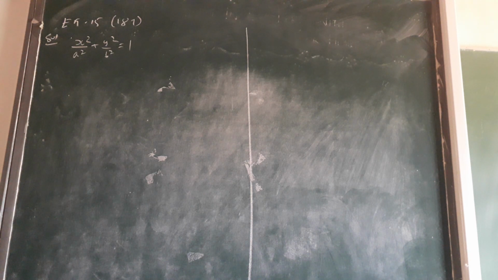Now in this question they asked to find the length of the latus rectum of the ellipse. They gave the equation of the ellipse. In an ellipse there are two types: parallel to the x-axis and parallel to the y-axis. This is parallel to the x-axis.